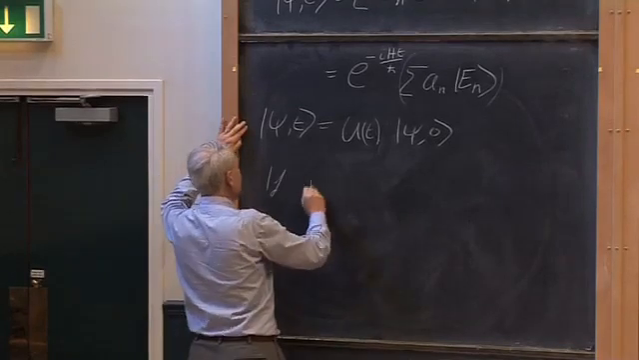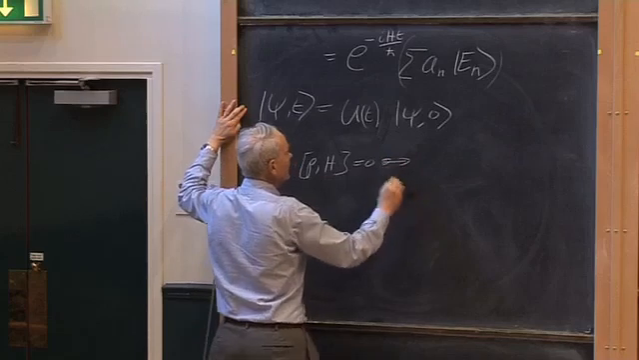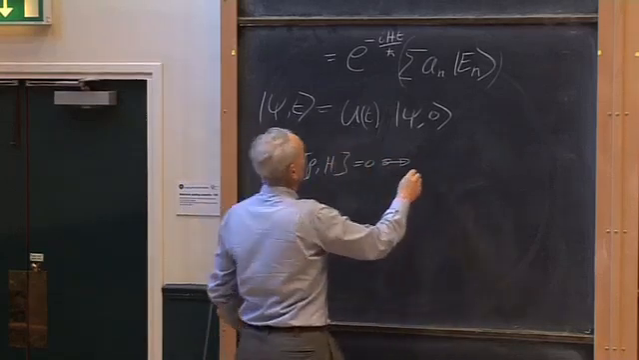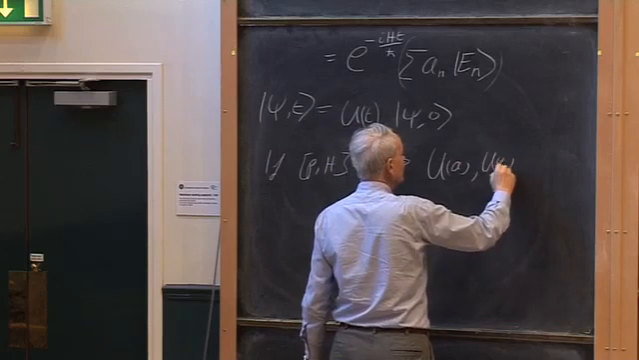So let's just repeat this. If P comma H equals naught, then that implies, and indeed is implied by, that the unitary operator U of a commutes with the unitary operator U of t.